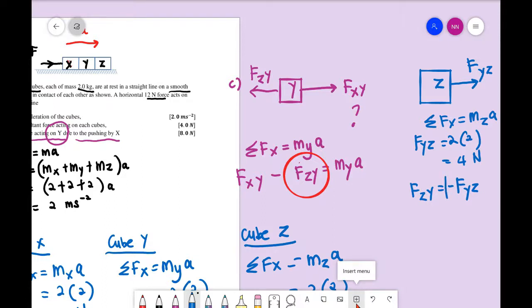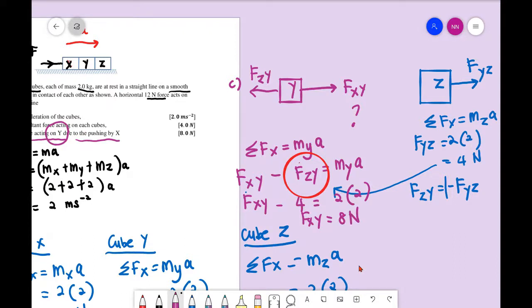So we can substitute the value here. The force on Y by X is the unknown that you have to find, minus 4, equals mass Y, 2, times acceleration 2. So the force on Y by X is 8 Newton.